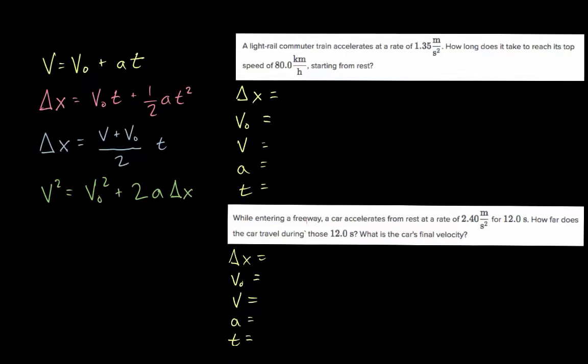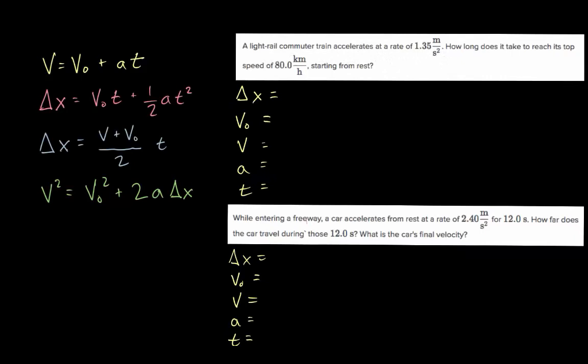So with that out of the way, let's dive into our example here. The question says, a light rail commuter train accelerates at a rate of 1.35 meters per second squared. How long does it take to reach its top speed of 80 kilometers per hour starting from rest? All right, so let's unpack this and see what it's saying. Let's just start at the beginning. A light rail commuter train accelerates at a rate of 1.35 meters per second squared. So that's pretty direct. It's just telling us what the acceleration is.